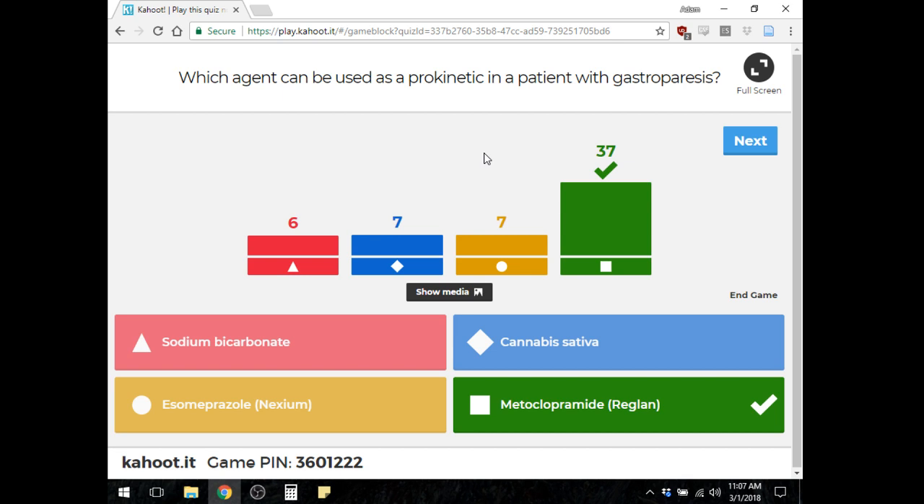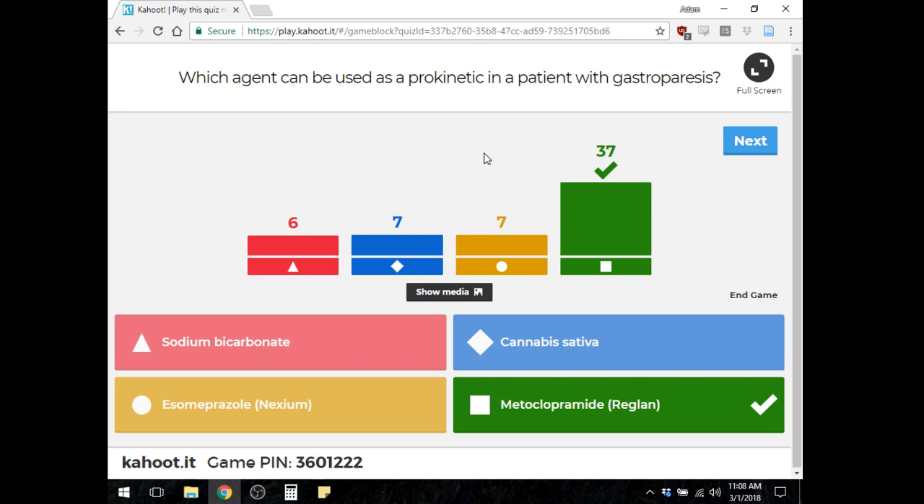Anywho, so sodium bicarb, what do we use that for? Antacid, right? Not going to be good for gastroparesis. How about cannabis? Not really a prokinetic agent. It certainly is an appetite stimulant, but it's not going to help propel things along through the GI tract. Not a good option. Esomeprazole, a PPI, is good for acid suppression, not good for prokinetic function. Metoclopramide, yes. It's antidopaminergic and also has some activity to stimulate the GI tract. You'll get some increase in peristalsis with that.